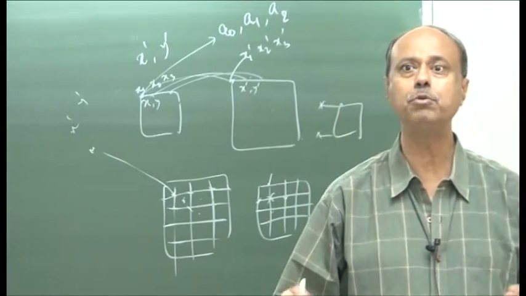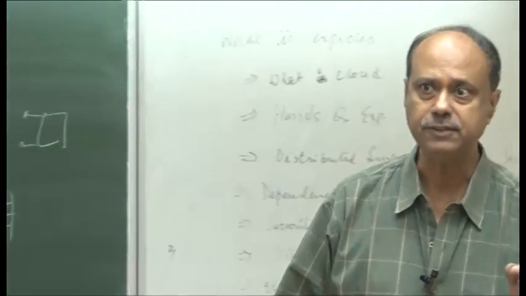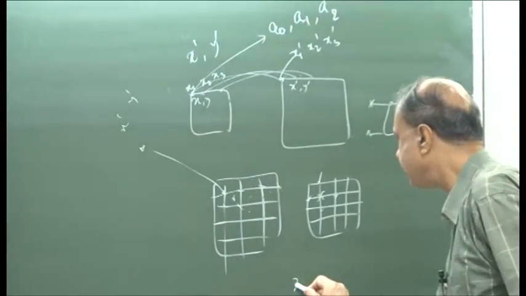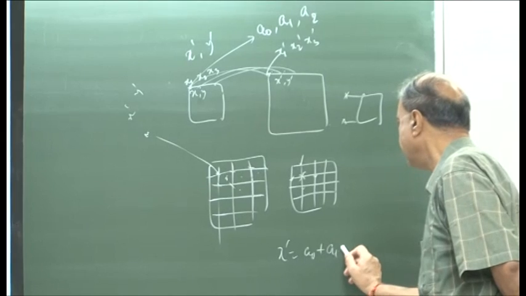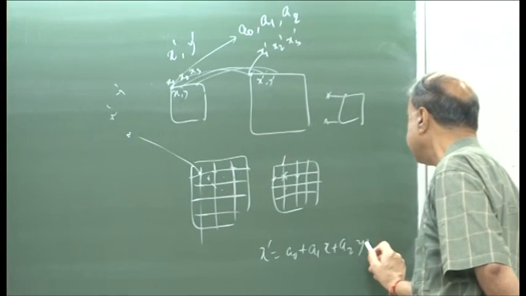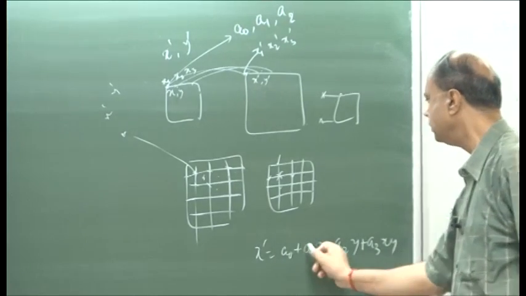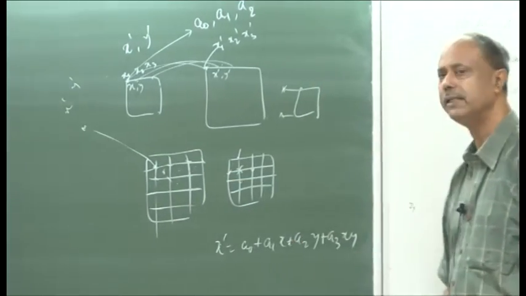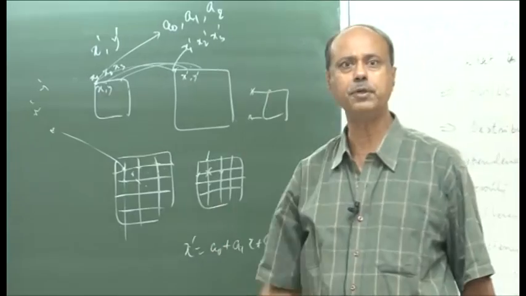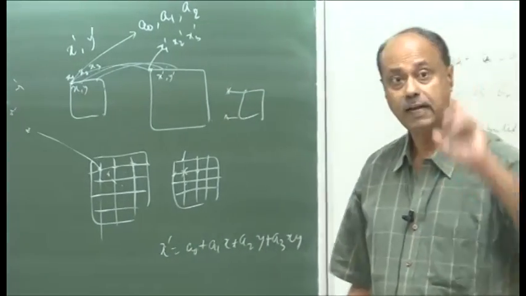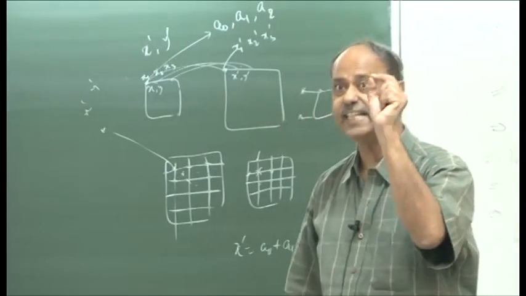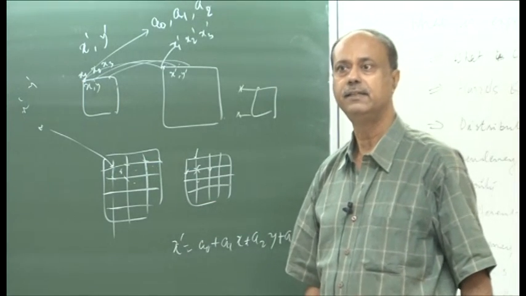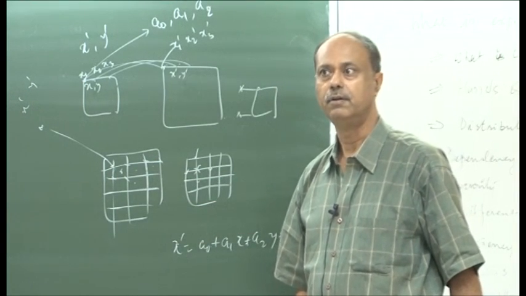I know now A0, A1, A2, A3, whatever coefficients of the equations. So I have x dash equals A0 plus A1 x plus A2 y plus A3 xy. I know these values. I also know x dash and y dash. I can obtain what is the value of x in my original input image. Yes. So, that will be in the real domain. So, if I know the intensity value at that real position, I can find out the intensity value. Yes or no? Agreed?